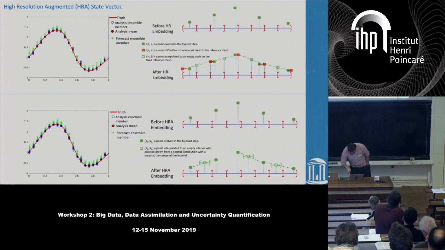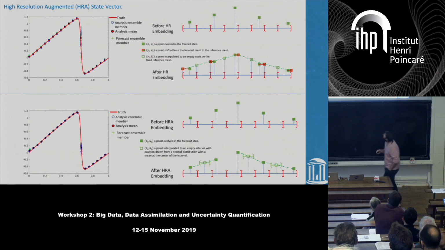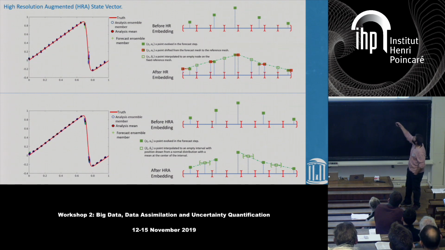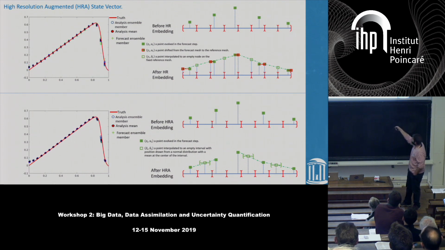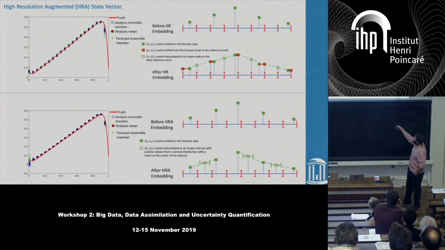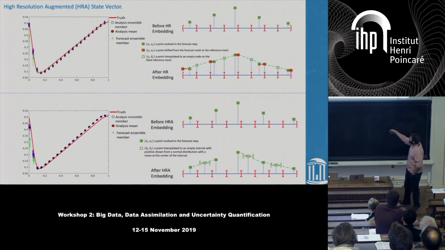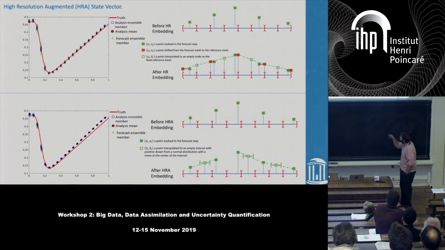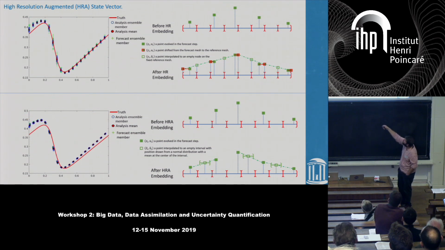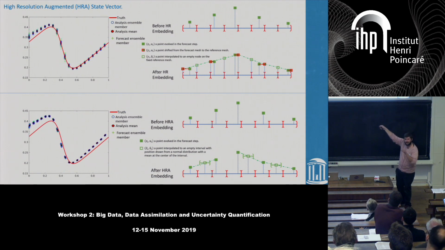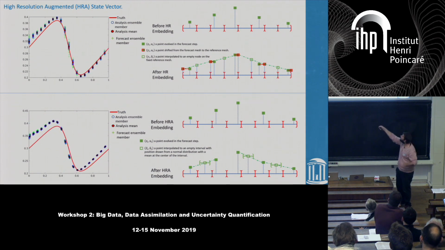OK. Let me show you some of the results of this. So here's the high resolution case on the fixed reference mesh. And here's the high resolution HRA, I call it, for the augmented vector. What's interesting to note here is that this is for Burgers' equation. And I should say what you're looking at. There are more points than this, but I'm leaving some out so that we can see the spread in these values.